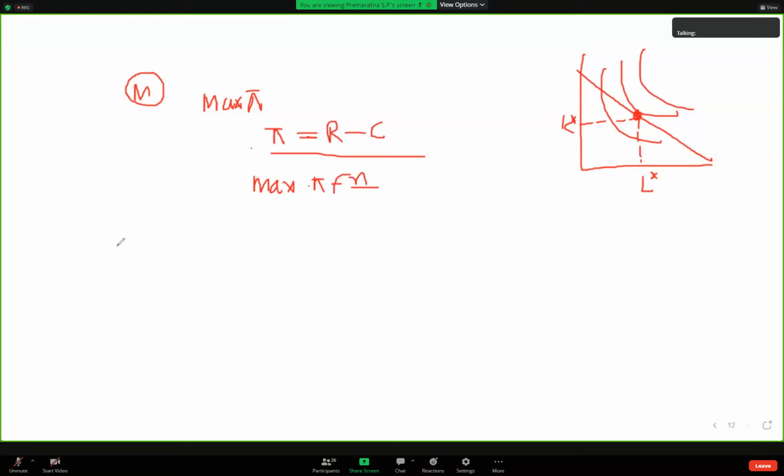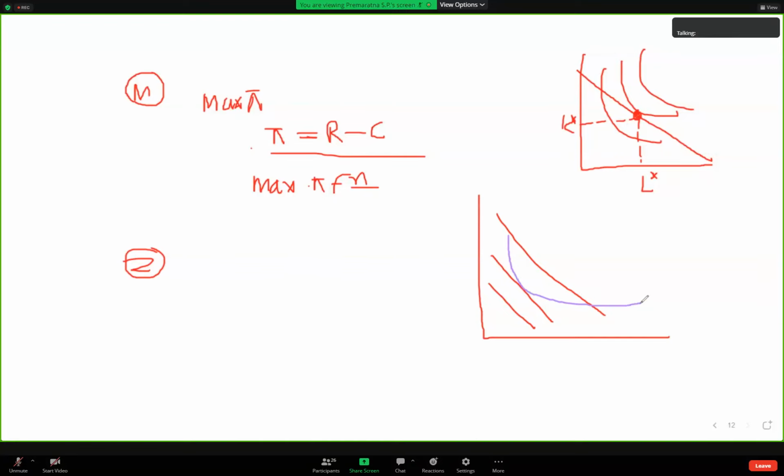The other strategy producers use is to minimize cost, like this, but for a given amount of output. So here, some producers try to minimize cost as the objective.